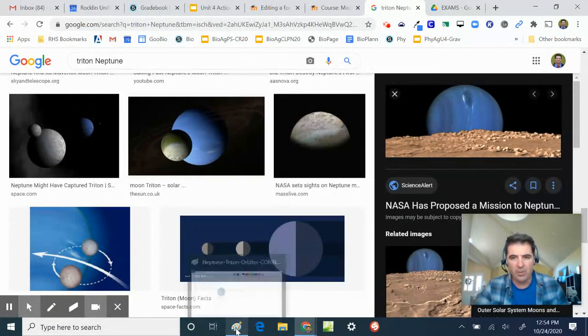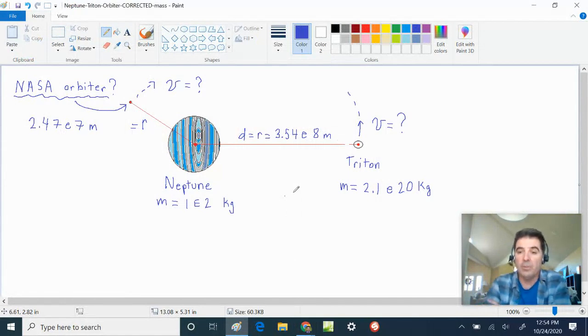And so today, what we're going to do is consider orbital speed by looking at the moon of Neptune, which is Triton. And then we're going to answer the question, what if NASA wanted to send an orbiter, like a satellite, to orbit around Neptune? How fast would the velocity of the orbit have to be? And learn a little bit about orbits and satellites and orbital velocity. So the way we are going to attack this is we are going to start off by looking at Triton.